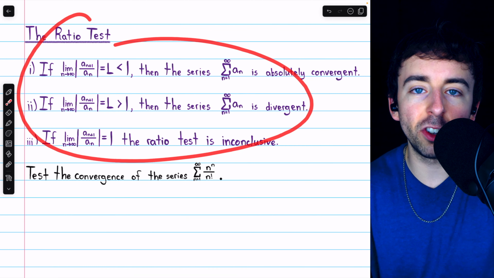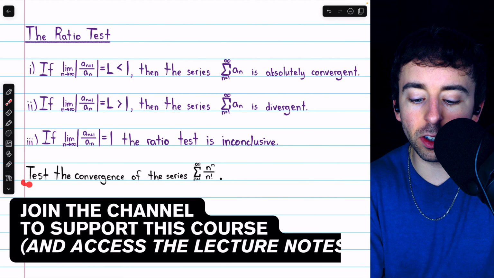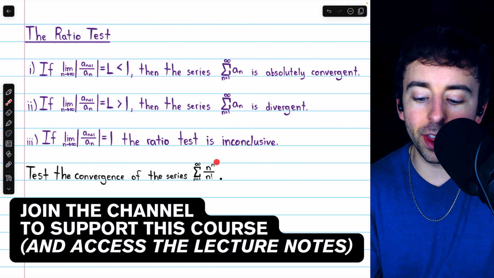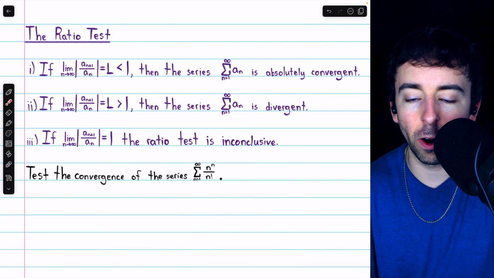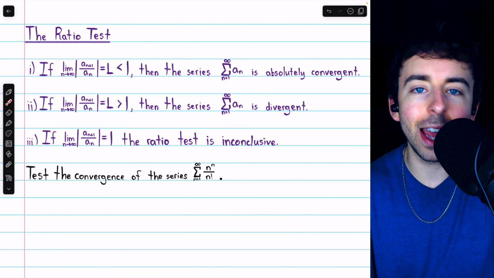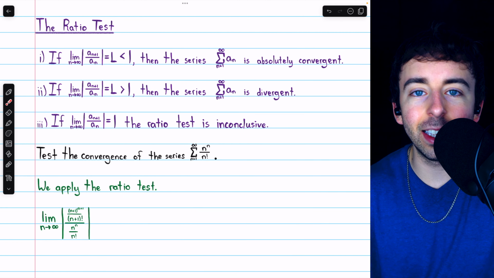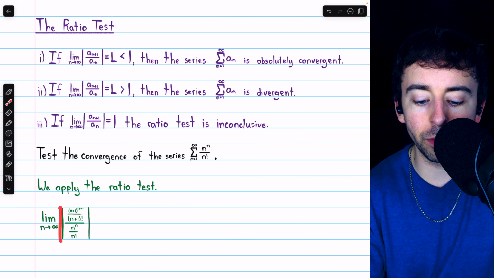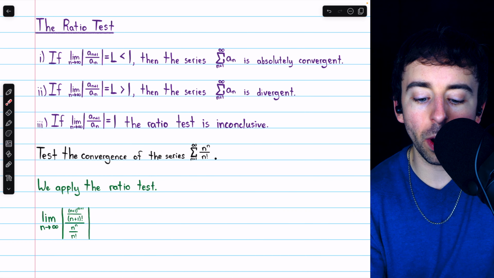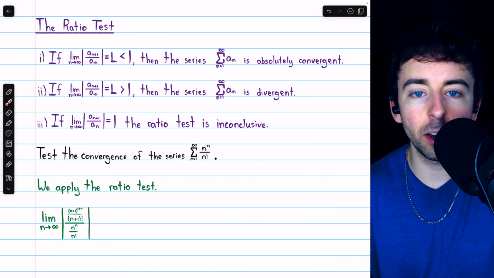Here is the ratio test. We're going to use it to determine the convergence of this series, whose terms are n to the n divided by n factorial. We know from the ratio test we must assess the limit of the absolute value of the ratio of consecutive terms of the series.